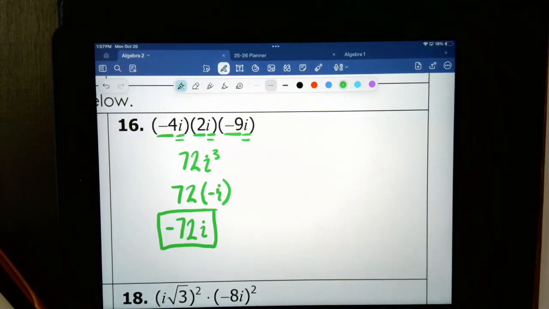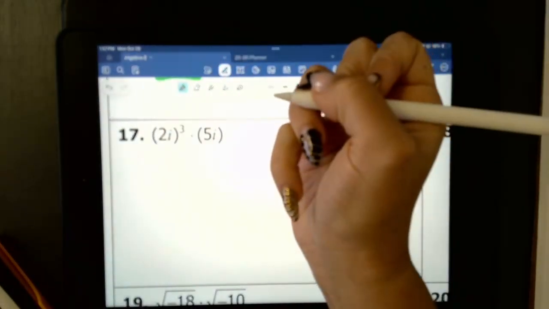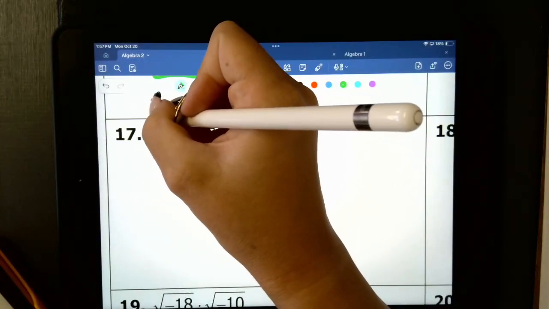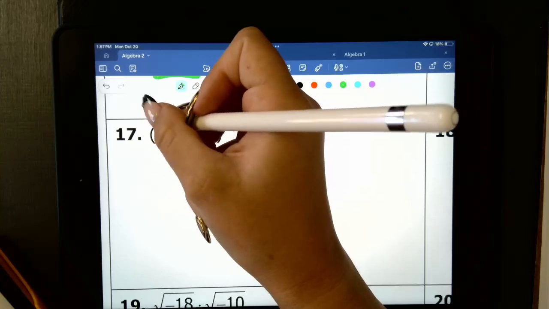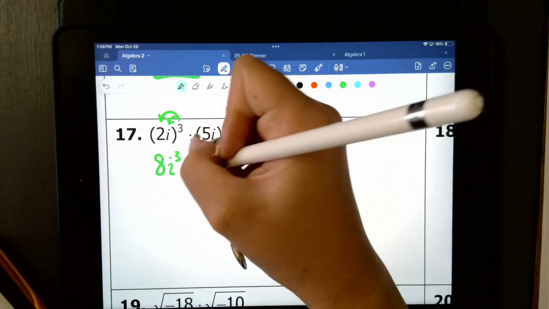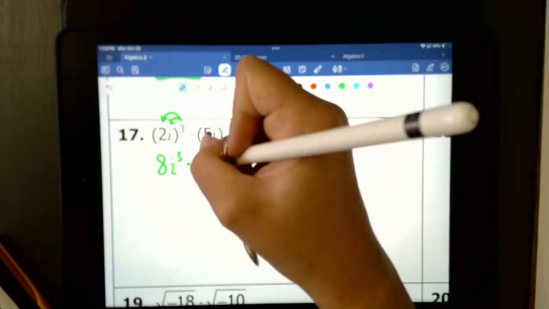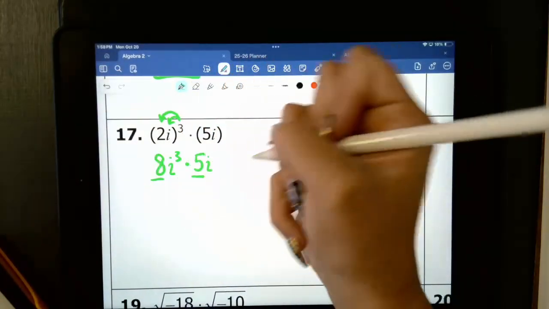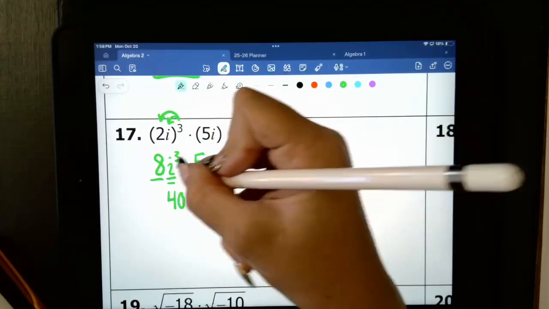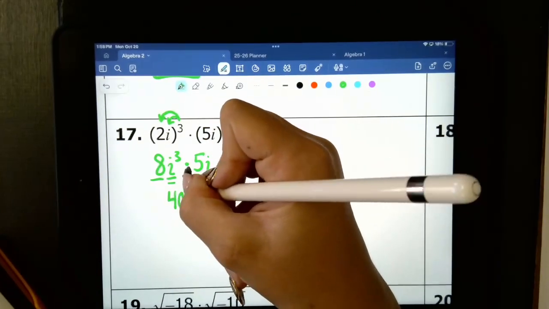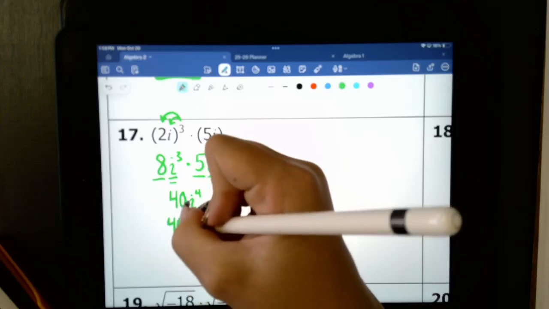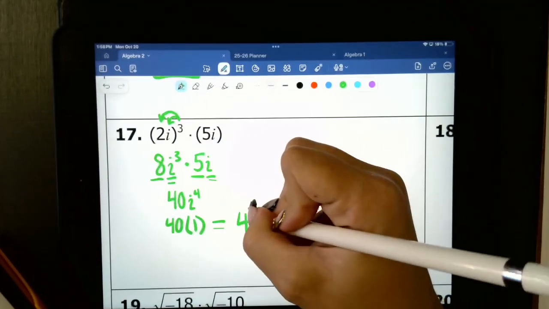And that's it. This one, we have to go ahead and just bring that exponent to each of these. So what's 2 cubed? 8. And then we have I cubed, and then we just have the 5I. So then let's multiply our coefficients. 8 times 5 is 40. And then our i's give us I to the 4th. So I to the 4th is 1. So our answer is just 40.